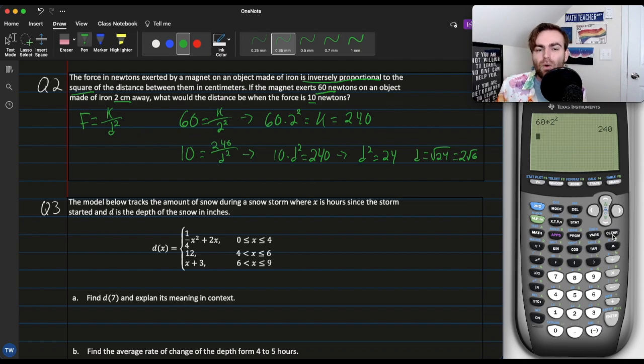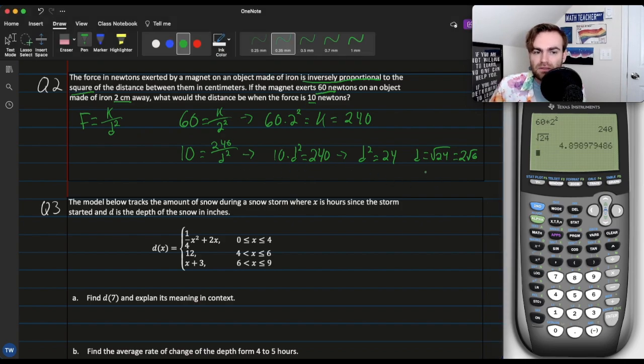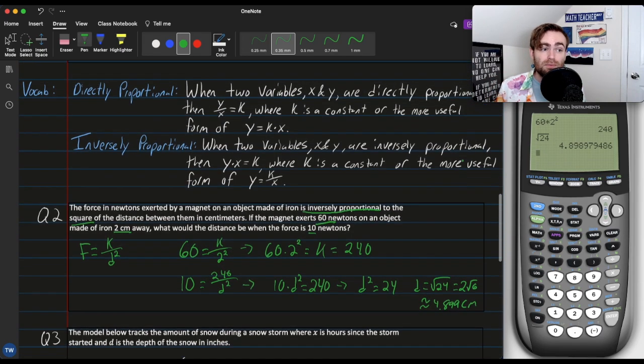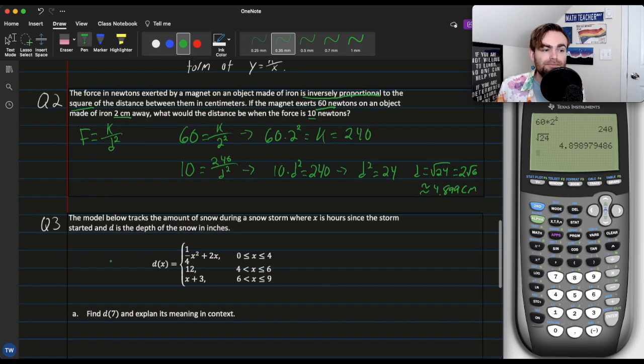Or it might help us, as realists, to try to figure out what that distance would be in centimeters, and that would be about 4.899 centimeters, so about 4.9 centimeters. So that is how you go about those problems: you determine which relationship you have. Is it directly or inversely proportional? Figure out the constant, and then use that constant and a piece of information to figure out the last piece.